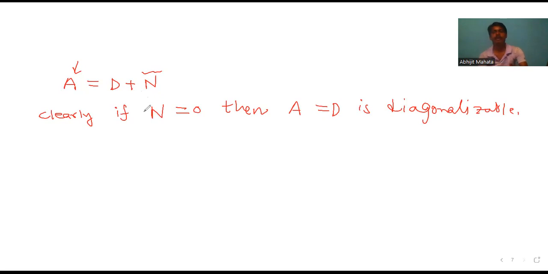If you have a matrix and all the eigenvalues are in the given field, then the matrix can be written as the sum of a diagonal matrix plus a nilpotent matrix. That is very important here. Okay, so that is a good result.